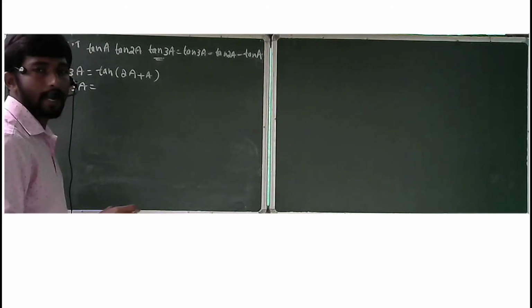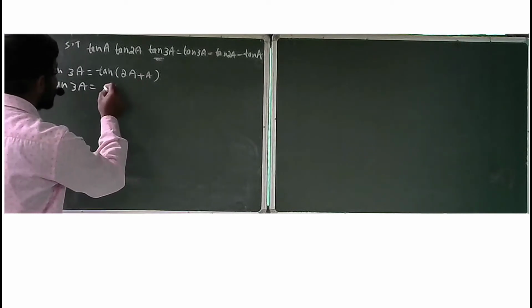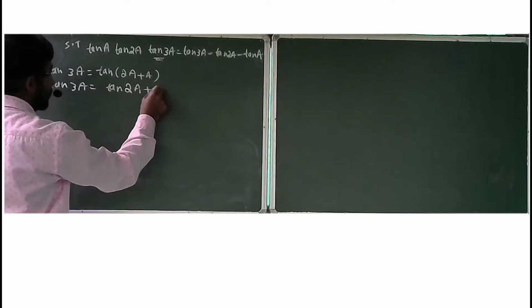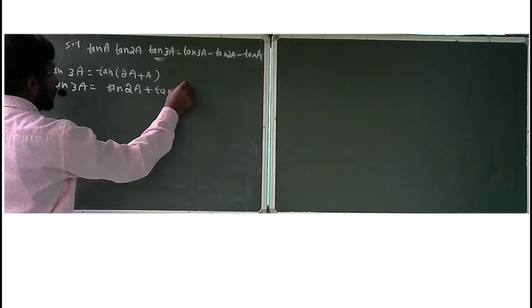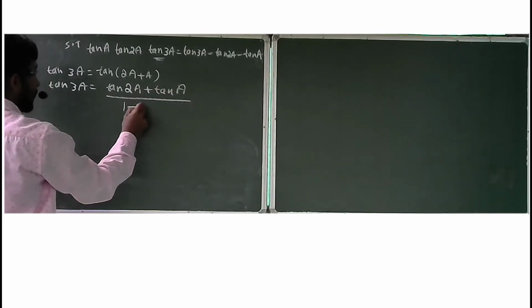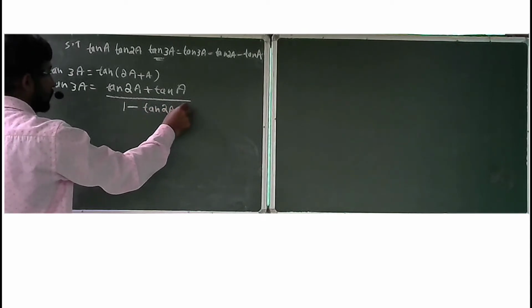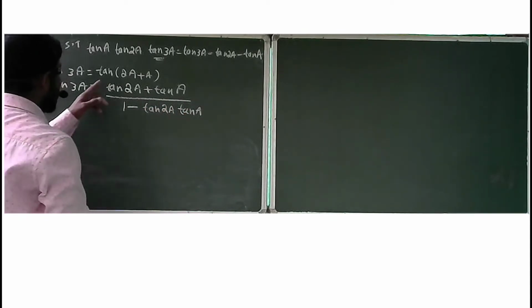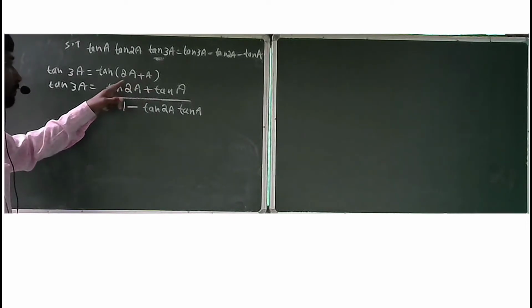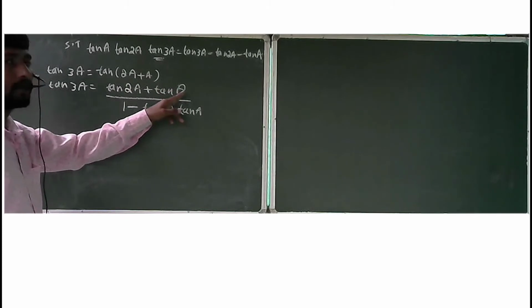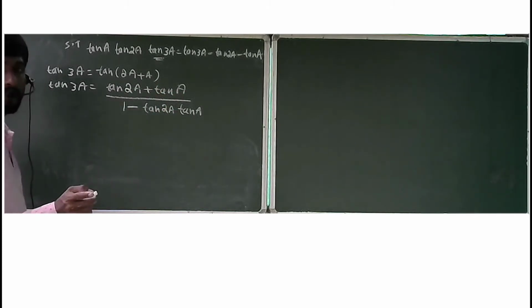What's the formula for tan of a plus b? Tan of a plus b is tan a plus tan b divided by 1 minus tan a into tan b. In place of a, 2a is there. Okay, applying the tan of a plus b formula, but angle a is equal to 2a and angle b is equal to a. What's the next step?